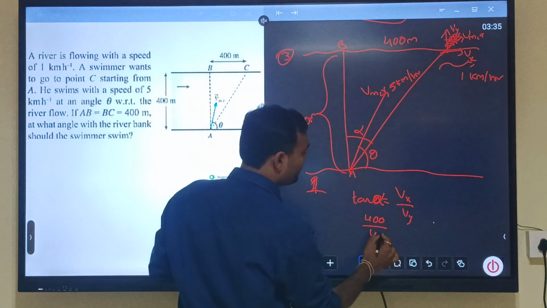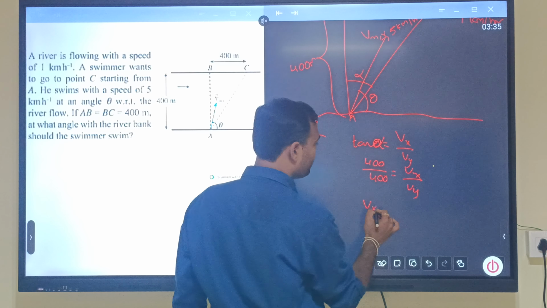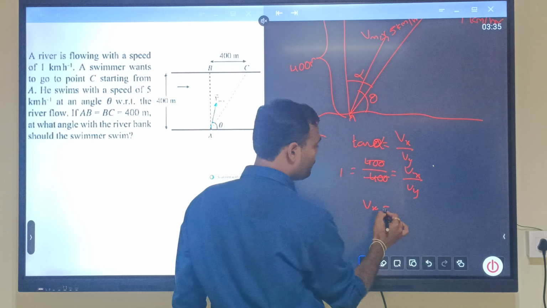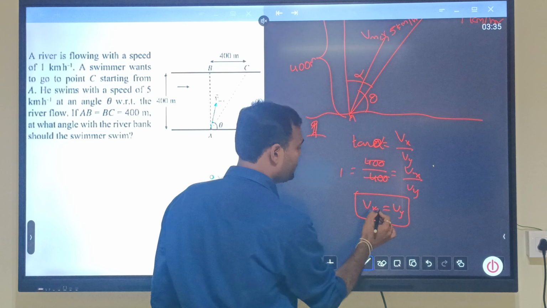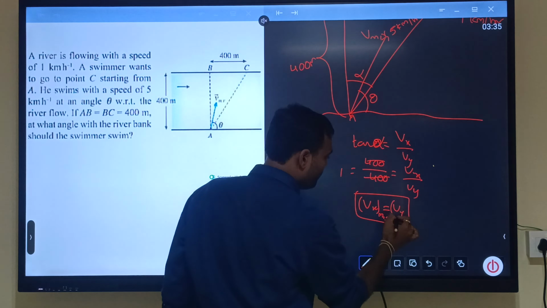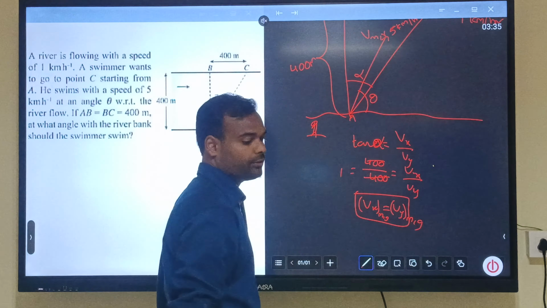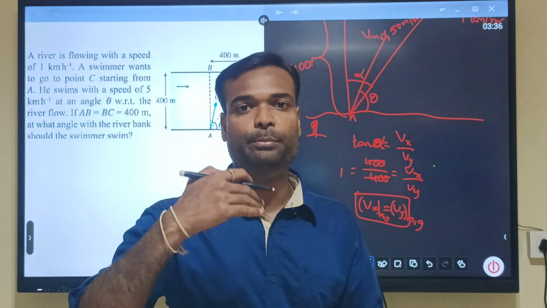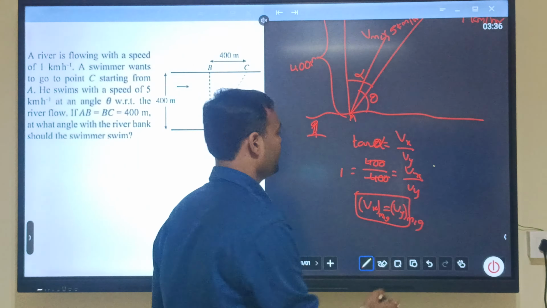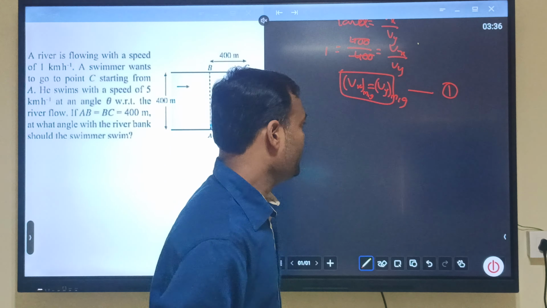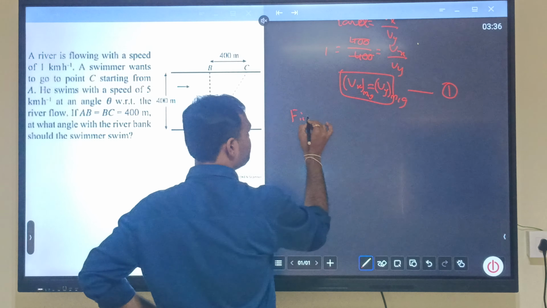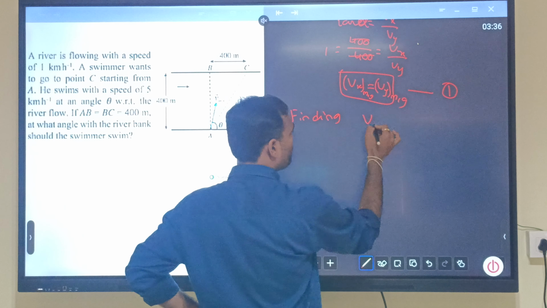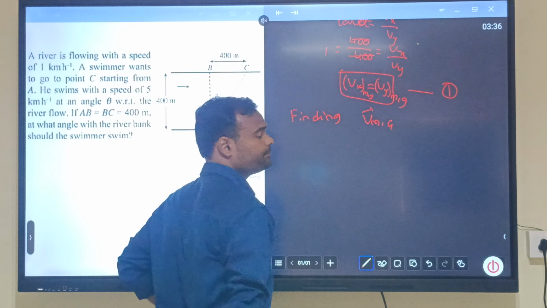So Vx by Vy, then Vx is equal to Vy. The velocity of man with respect to ground on the x-axis is equal to the velocity of man with respect to ground on the y-axis. Let it be equation number 1. Now let us see what is actually the velocity of man with respect to ground, by finding the velocity of man with respect to ground.